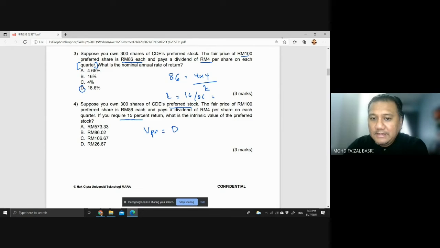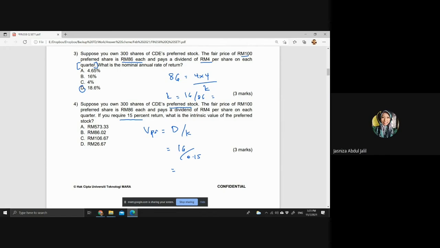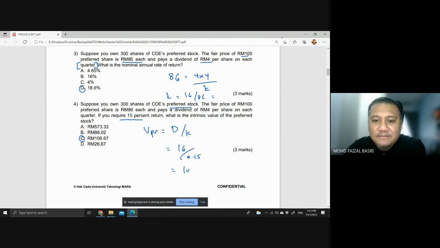So, again, D divided by K. So, D kita dah tahu, RM16, 4 by 4. And the required rate of return is 15%. So, the answer is 106.67.